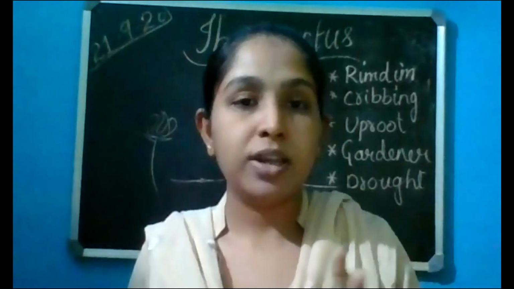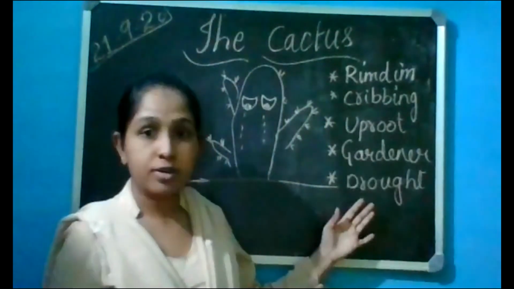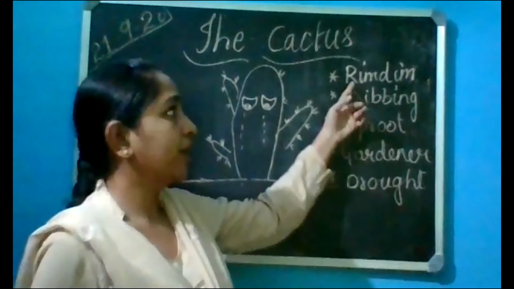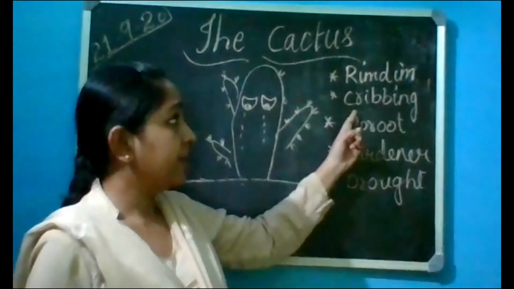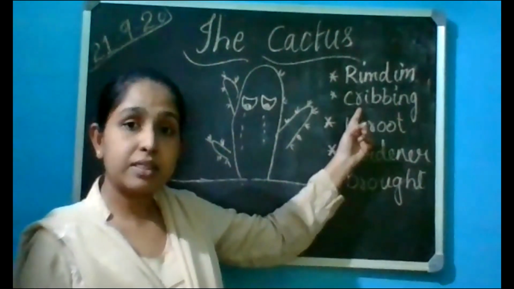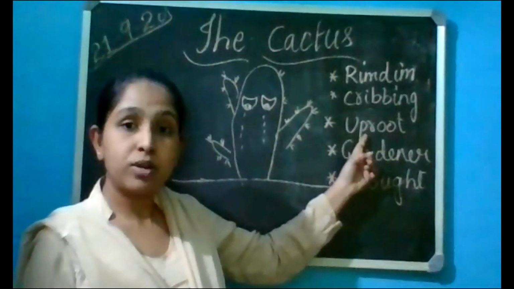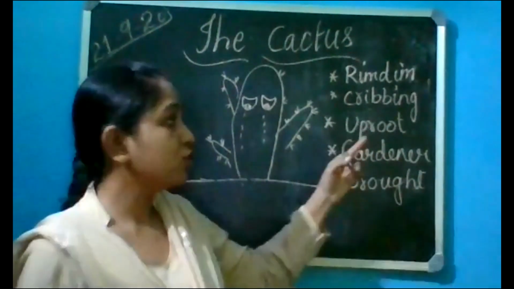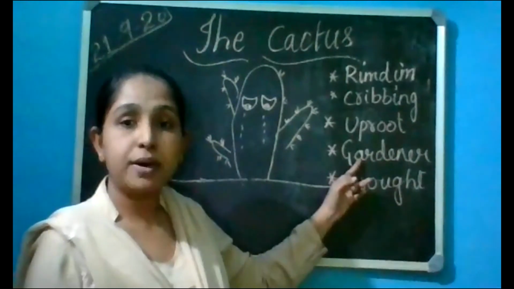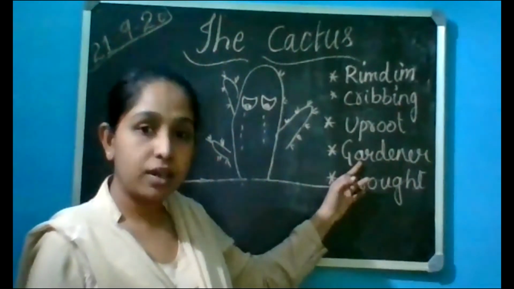Not only this, we also learned some new words in this lesson. Okay, rhythm. The next one is cribbing. Cribbing is nothing but complaining. Uproot, as I have told, means taking away from its root. Gardener, the person who takes care of the garden.